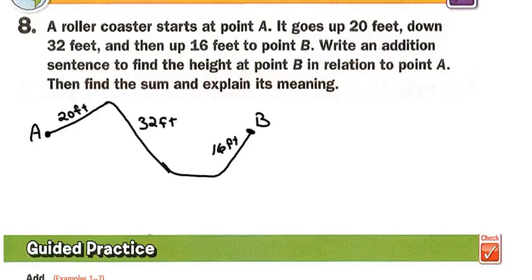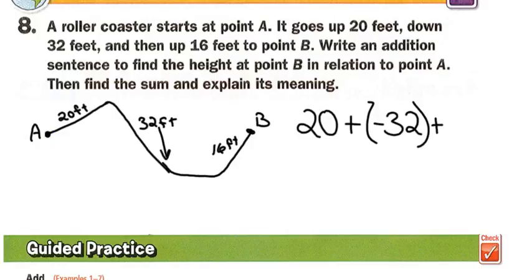So let's write an addition sentence that represents this. We started by going up 20 feet. So what integer can we use to represent going up 20 feet? Well, I'm going to use 20. The next piece was it went down 32 feet, so I'm going to use the integer negative 32 to represent going down 32 feet. And then the last part is it went back up 16 feet, so it went up positive 16. That gives us this problem of 20 plus negative 32 plus 16.